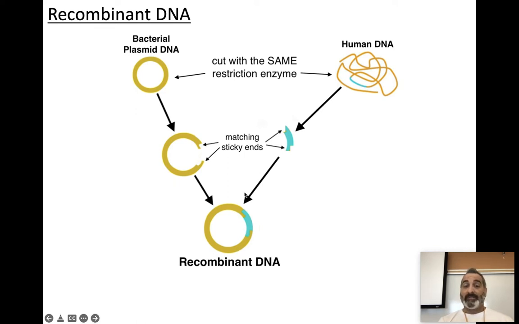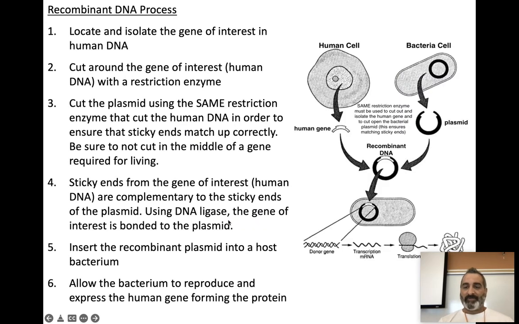When the sticky ends match up, it all binds together, and now this is inserted back into a bacteria. So here are the steps that I just mentioned. Step 1, you have to locate the DNA that you want in the human gene. In this process, we're trying to put human DNA into a bacteria. So you locate the gene that you want, and then you isolate it. Once you've located and isolated it, you cut around it. See how we cut around the gene and release the gene?